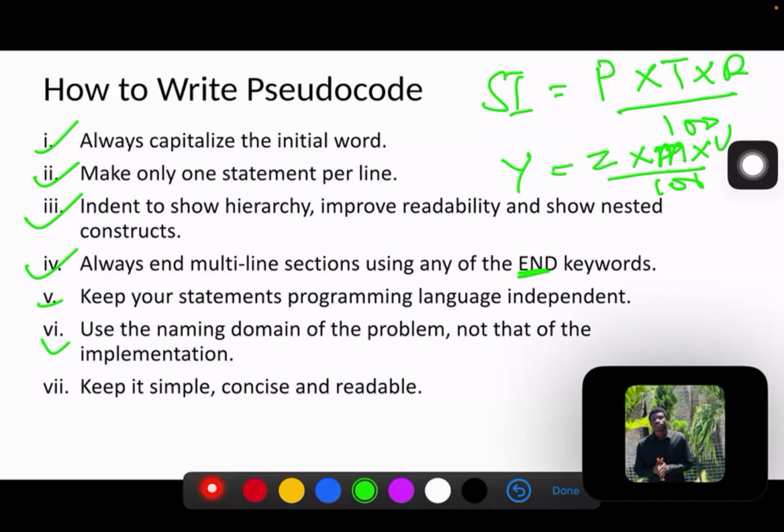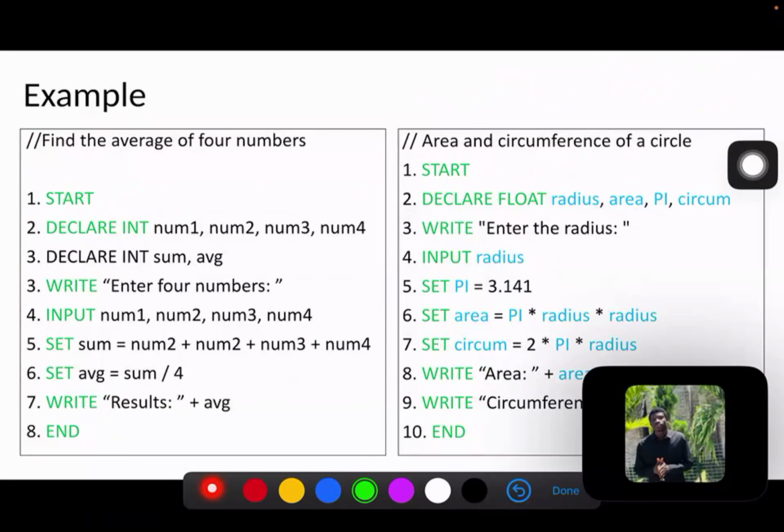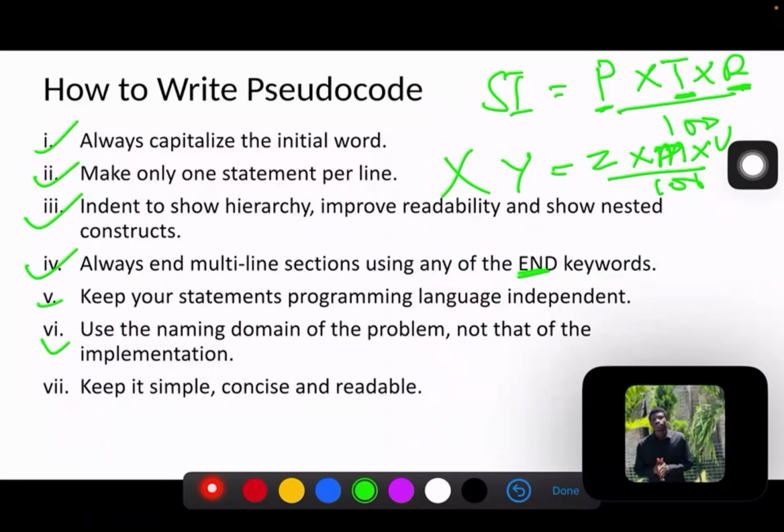But if you use P times T times R, everybody who's reading this will understand that P stands for principal, T stands for time, and R stands for rate. It's easier for people to understand this one than the second one. So please remember to use naming from the problem domain and not the implementation. And then, like we always say, keep it simple. Don't complicate things. Keep it very simple.